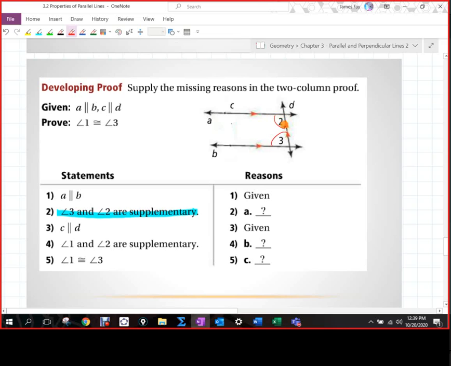What kind of angles are 2 and 3 for that top line and that bottom line? Same side interior. For us, it's a postulate, but I don't even care if you just write same side interior are supplementary, or same side interior is fine, but it is in our textbook a postulate.